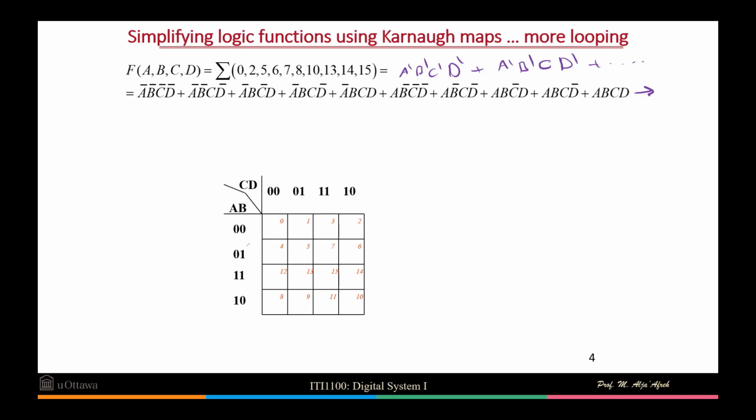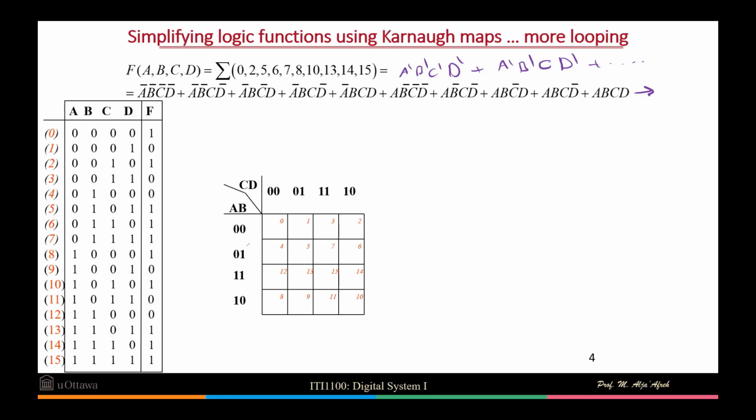So if I would like to simplify this function, I can write the truth table here. The function f is high whenever I am at minterm 0, so I will place 1, and at minterm 2, minterm 5, minterm 6, and minterm 7, 8, 10, 13, 14, and 15. I can map this truth table into my K map here.